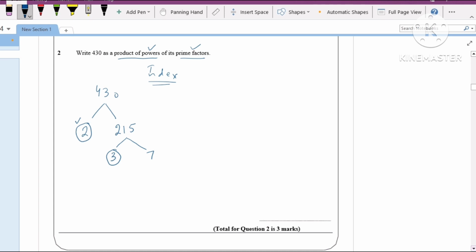So we will leave 3. It is not divisible by 4 as well. It is divisible by 5, so we will move with 5.